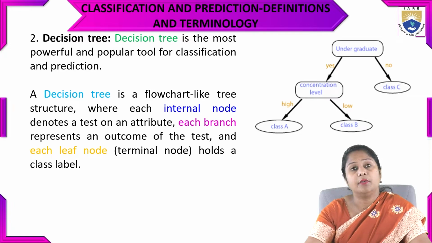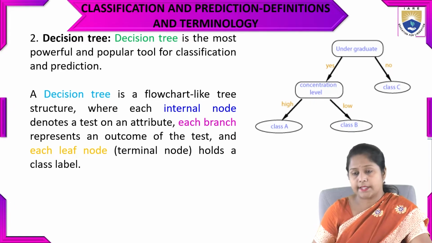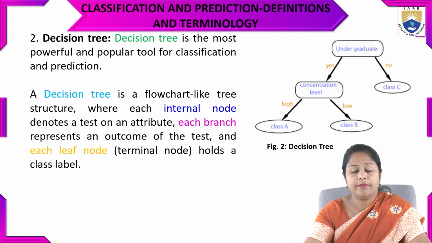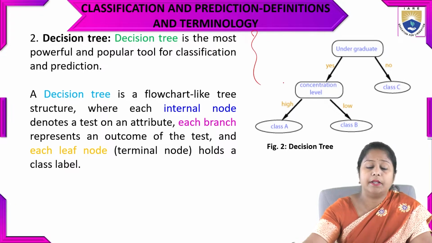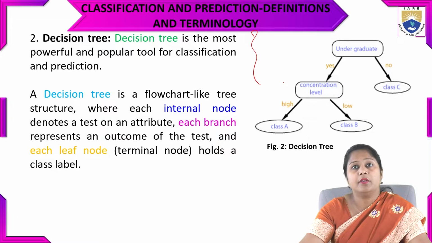On the basis of that we can do classification. So that will look like a tree-like structure, here in the right hand side we can see. So what is a decision tree actually? Decision tree is the most powerful and popular tool for classification as well as for prediction.